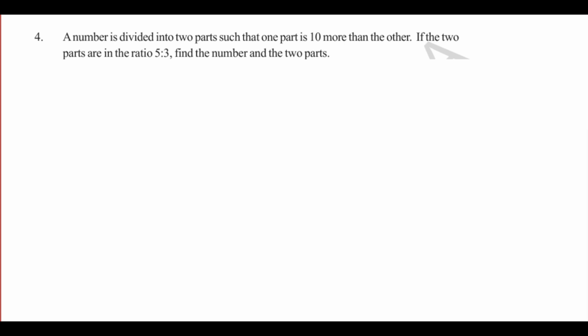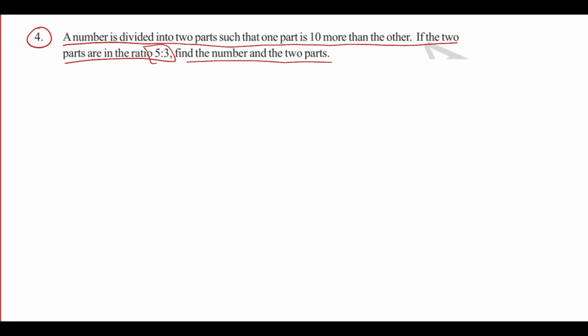Now we are going to discuss the fourth problem of exercise 2.4. Let us observe the question. A number is divided into two parts such that one part is 10 more than the other. If the two parts are in the ratio of 5:3, find the number and the two parts.